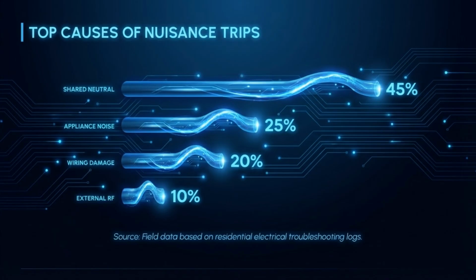Field data shows the top causes of nuisance trips are shared neutral at 45%, appliance noise at 25%, wiring damage at 20%, and external RF at 10%.